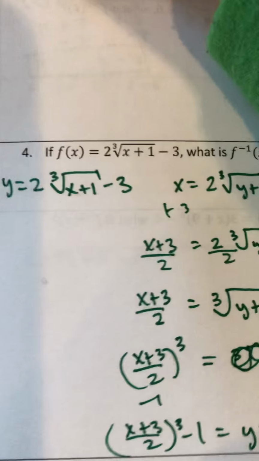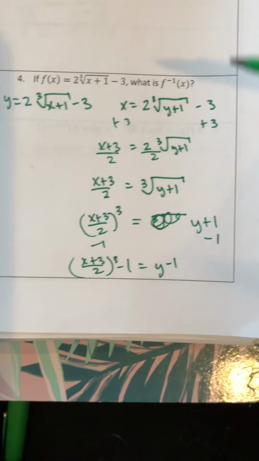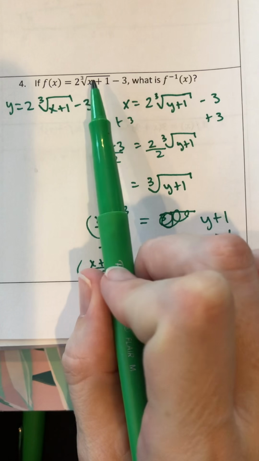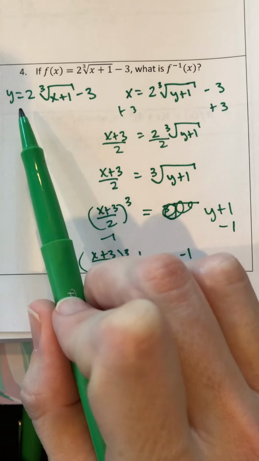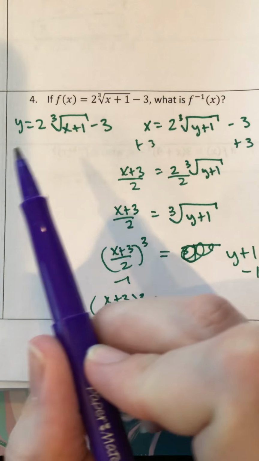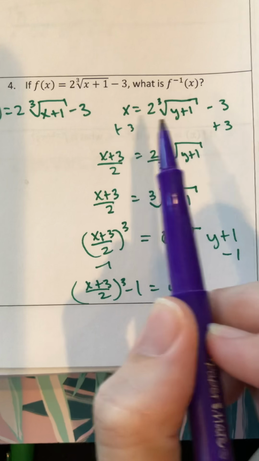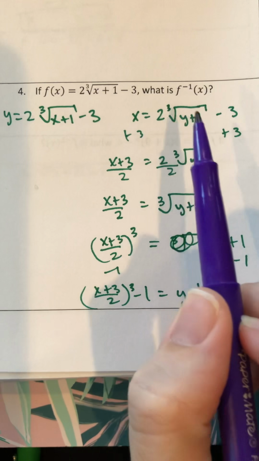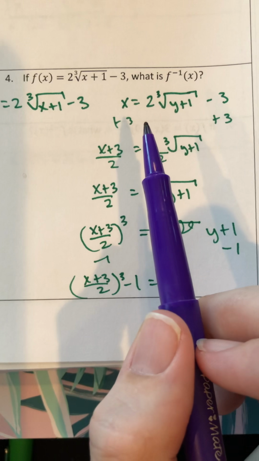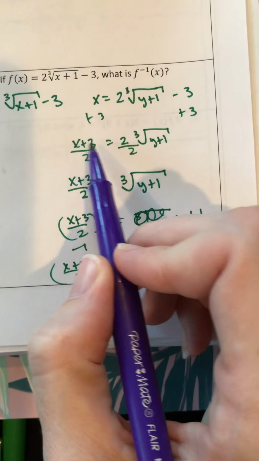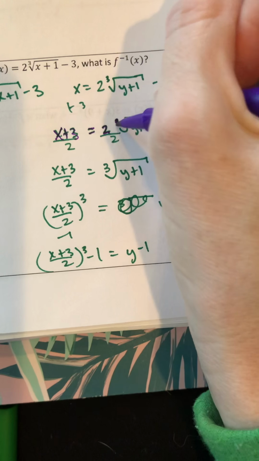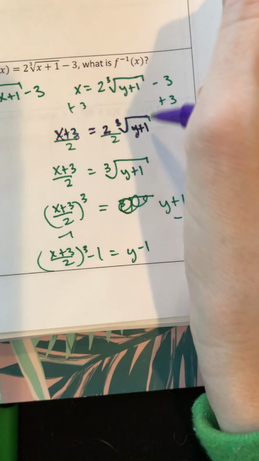All right, so for those of y'all that paused it, these would be the steps you should have taken. The first thing you would have done is switched your x and y, which is what I've done here. Or sorry, that's replacing the f of x with y. Over here, I switched my x and y. Then I would isolate the grouping symbol by adding 3 to both sides. Okay, so that leaves you with x plus 3 equals 2 times the cube root of y plus 1.